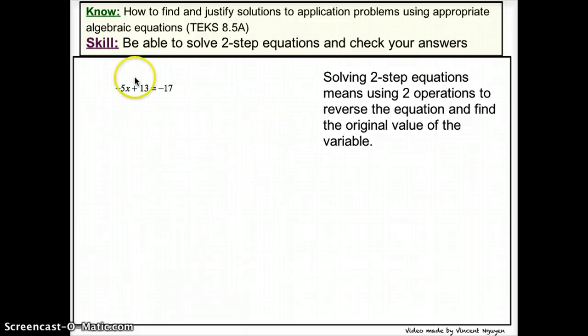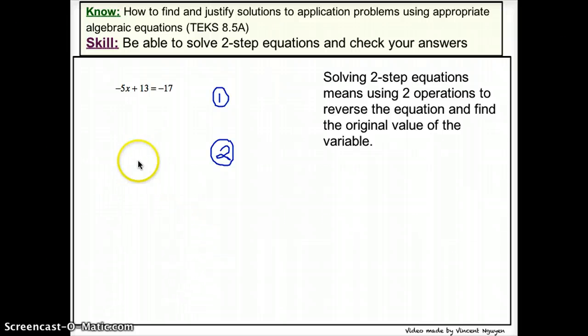In this example, we have negative 5x plus 13 equals negative 17. And so again, you've got to write down your two steps. Your first step is to do what? And your second step is to do what? So let's examine this equation real quick.